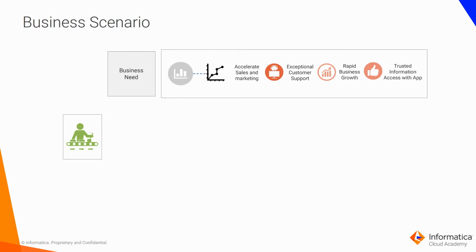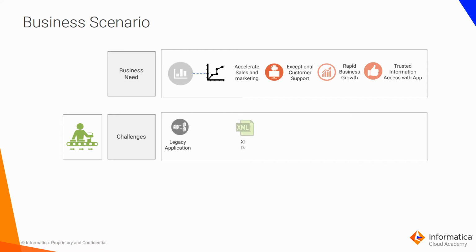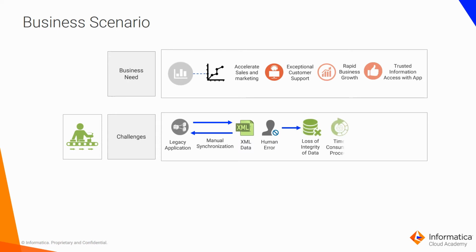The challenge that the organization faced was that most of the data they had in their legacy applications was in XML format, so they had to manually synchronize the data. This led to the introduction of human errors, which eventually led to the loss of integrity of the data. This process also took a lot of time to complete. As a result, the sales team was losing deals because of outdated and erroneous information.